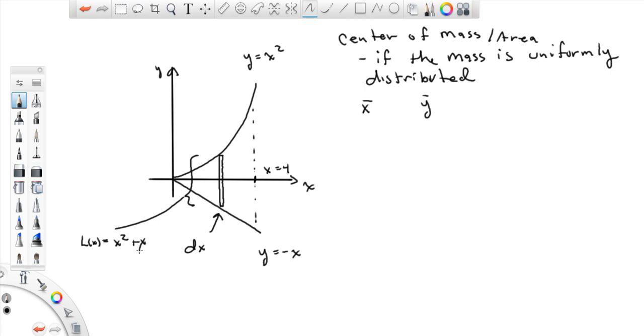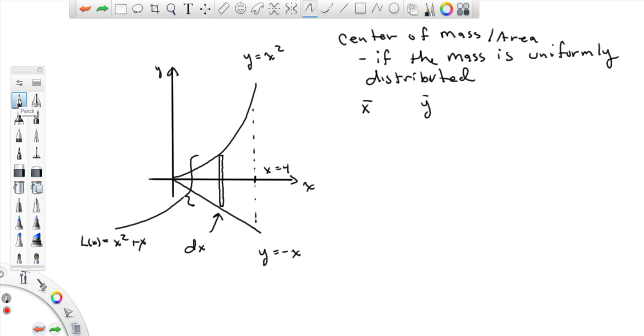Here's where I'm getting that from. You take the top distance, here to here, and subtract the lower distance, here to here. Whenever you take the top curve minus the bottom curve, that gets you the length of that vertical rectangle bound between them.